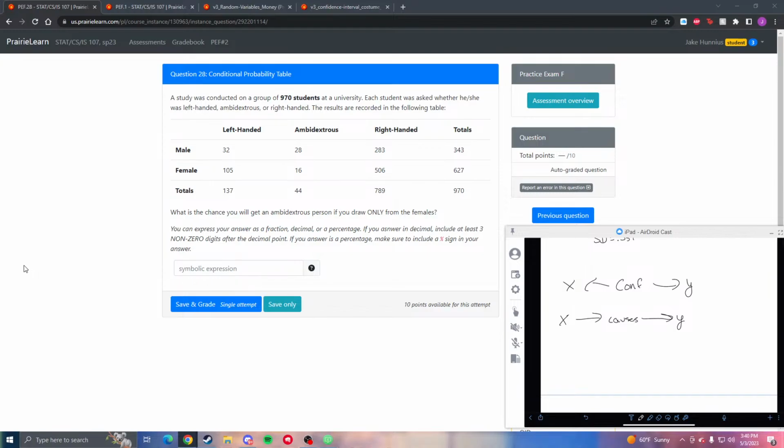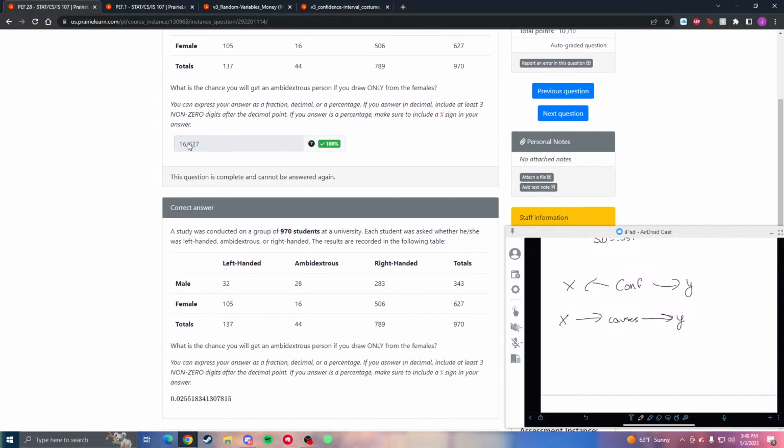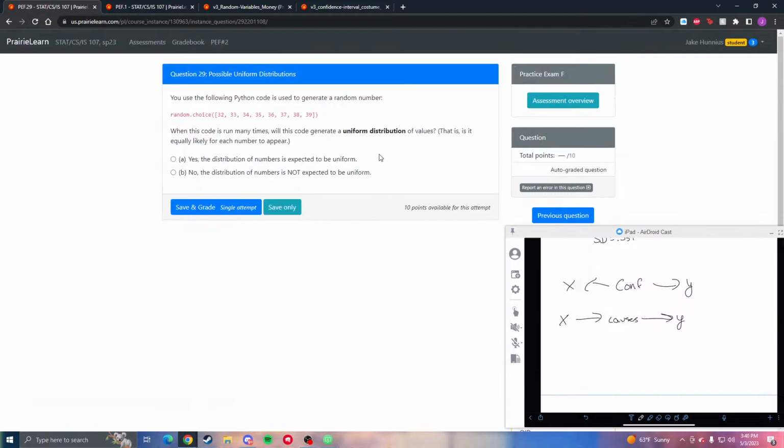If we only draw from the females, what is the probability we get an ambidextrous person? There are 16 ambidextrous women and 627 total women. So our probability is 16 ambidextrous over 627 women.